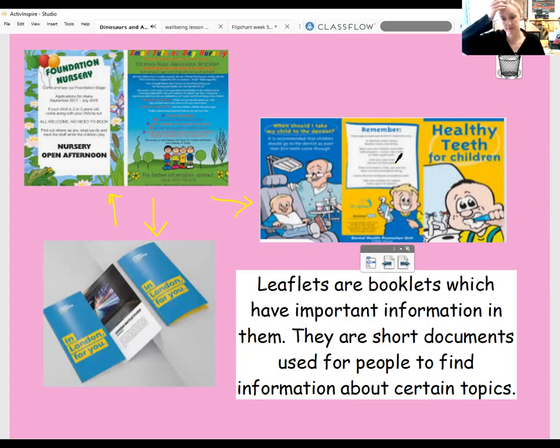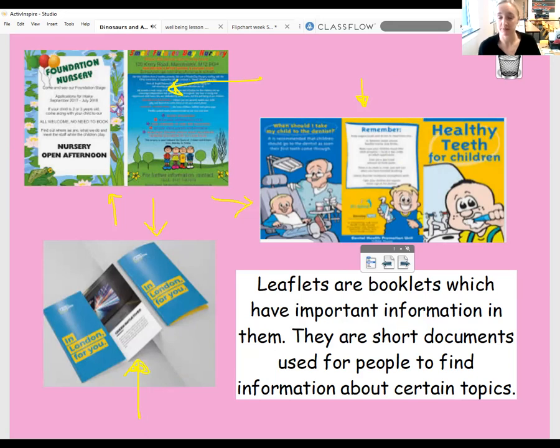Okay, little bits of information inside them. So they're short documents. Normally they're very colourful so that when you walk past them, they're quite eye-catching, you want to pick them up. And they're used by people who want to find out certain information on certain topics. So for example, this one here is about how to make sure that children have healthy teeth. This one here is about a nursery afternoon, and this one here is all about London and why you'd want to go to London. So they normally have a specific focus.